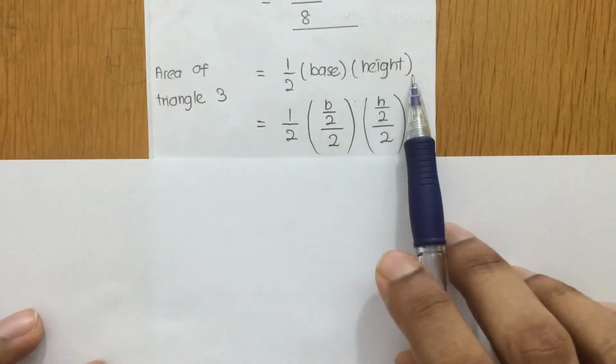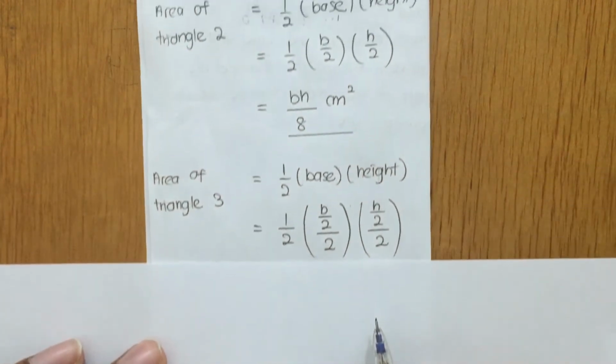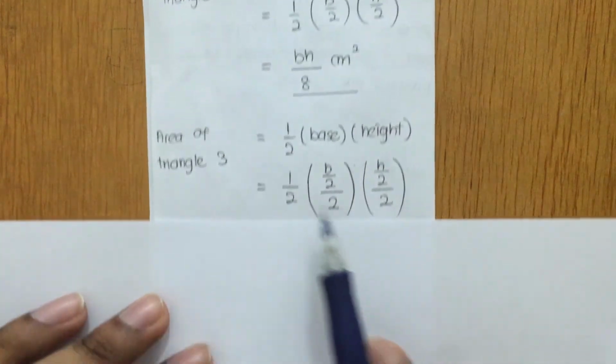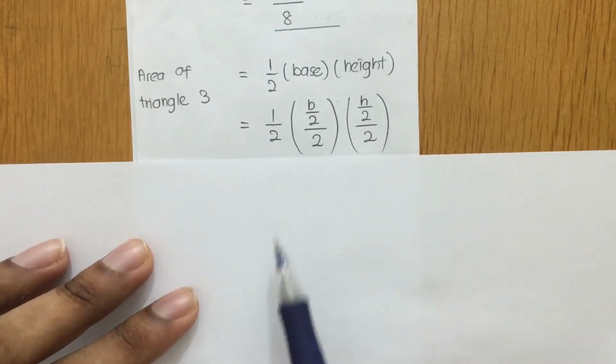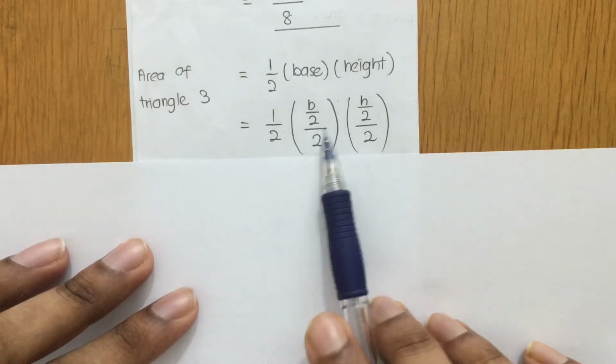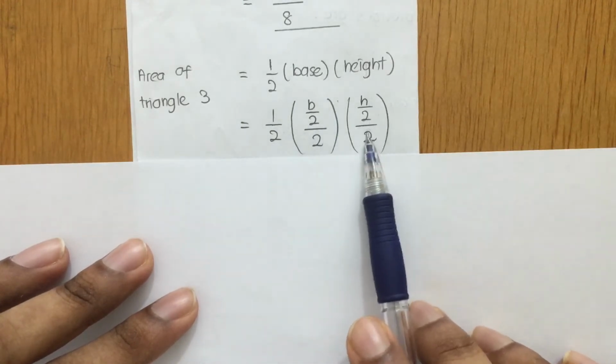The same thing goes for height, guys. Your previous height is H over 2. When it comes to triangle 3, it will get halved from its previous one. So half times B over 2 divided with 2 times H over 2 divided with 2.